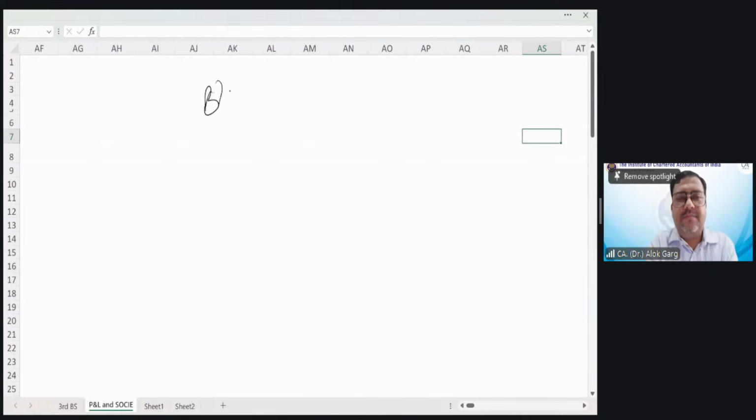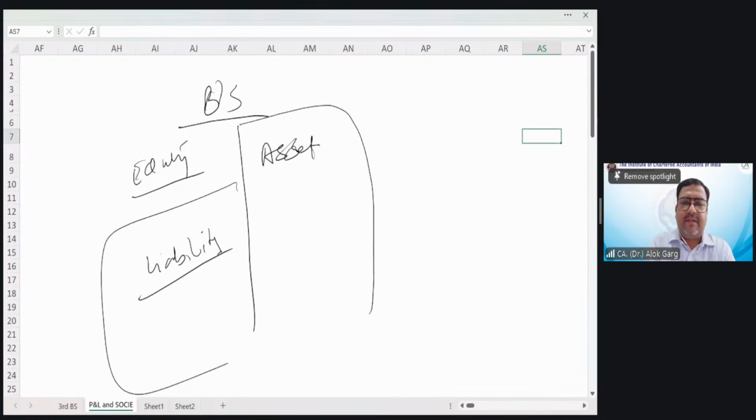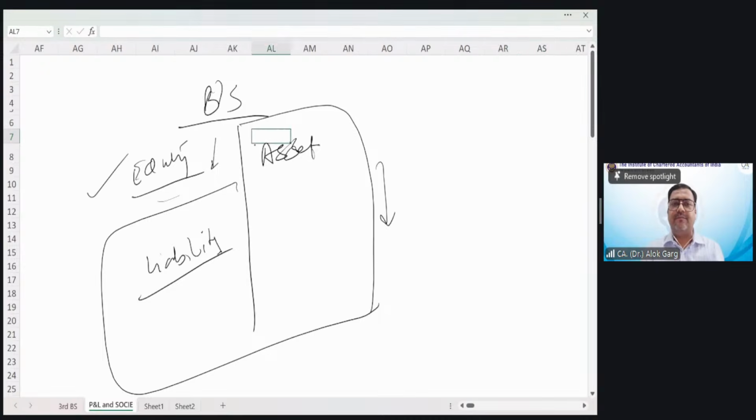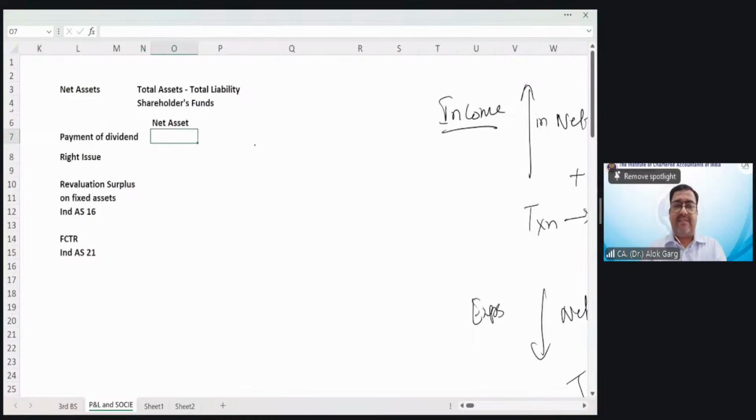this is your balance sheet. In the balance sheet, on one side there are assets, then there is equity, there is liability. Okay, so assets minus liability is equal to equity, right? So when you pay dividend, your retained earning will decrease, so shareholder fund will decrease, net asset will decrease, or alternatively your cash will go out. So technically net assets will also decrease, from this formula also. So there is a decrease in net assets.